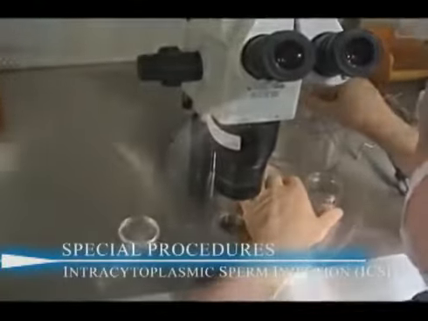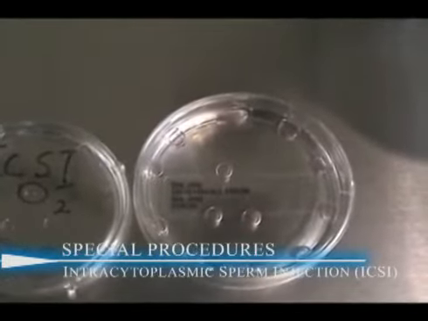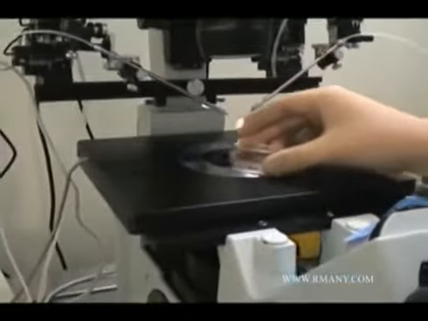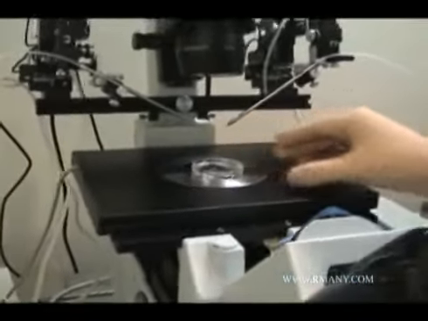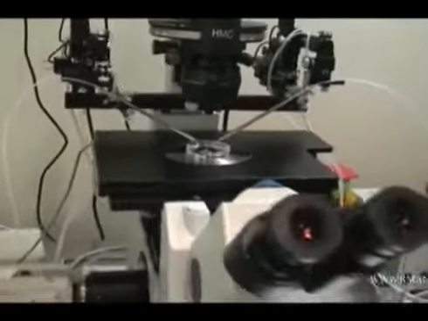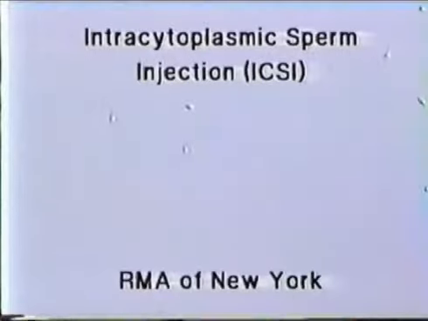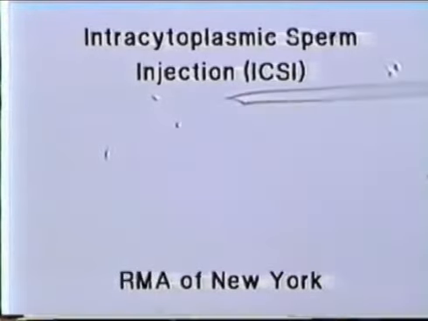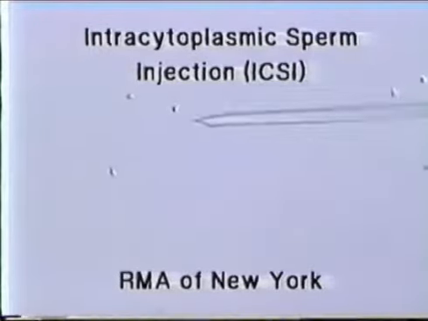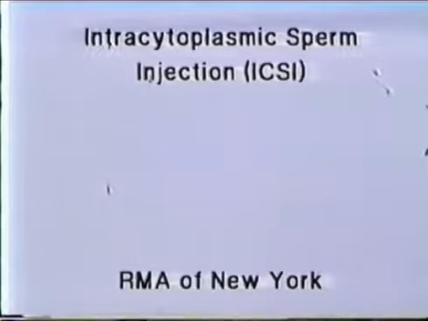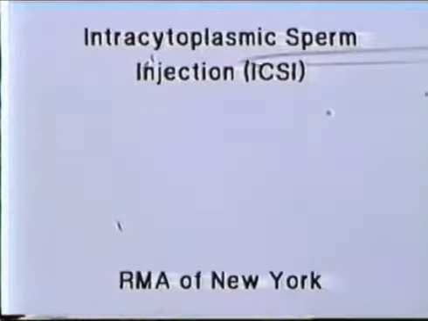For various reasons, certain special procedures may be performed. One special procedure is intracytoplasmic sperm injection, or ICSI. This procedure is performed by highly skilled embryologists and involves the selection of an individual sperm to be injected into each mature egg. Before this procedure begins, the embryologists once again carefully verify and confirm all patient-specific identifiers on the sperm and the eggs. Using a microscopic needle, an individual sperm is selected and immobilized.